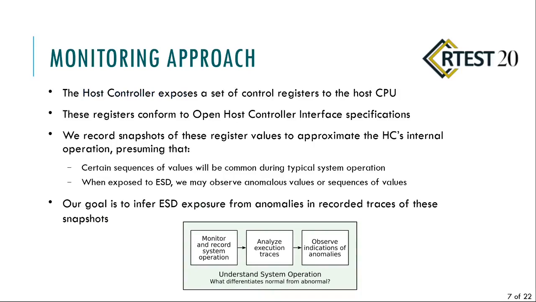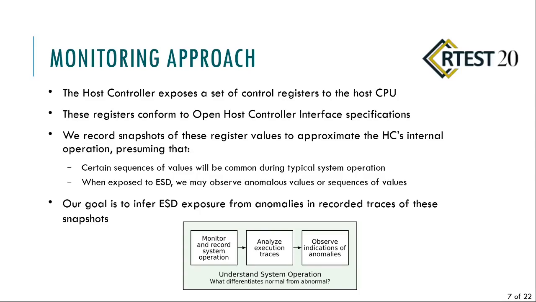The host controller exposes a set of control registers to the host CPU, and this is all we can see about the host controller. The rest of its internal operation is a black box, as far as the host CPU is concerned. These control registers conform to the Open Host Controller Interface specification, so we can understand what their values mean and how they're supposed to operate. We go through and record snapshots of these register values to approximate the host controller's internal operation.